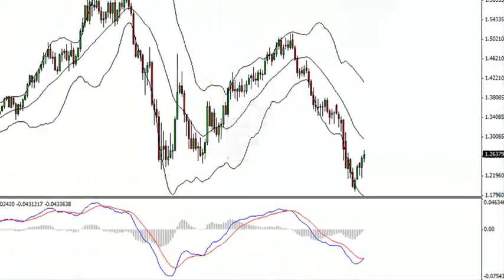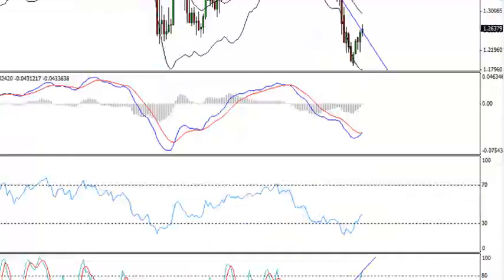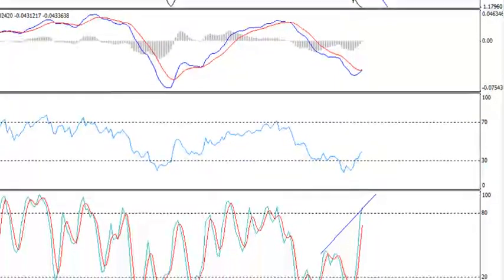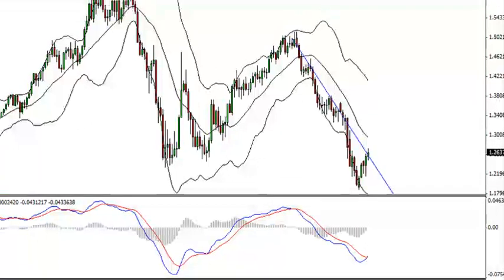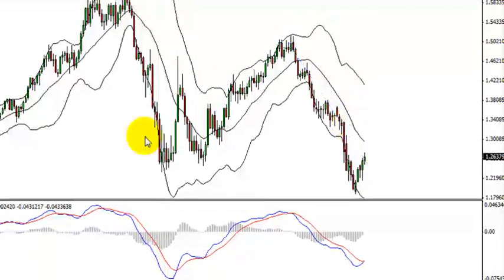If we take a look at the weekly chart, we can see a downtrend line right here, and we can see an opportunity for creating this hidden bearish divergence on the stochastic, as you can see right here. That means that when we have a bearish candle pattern on the weekly chart, we can short the euro for the long term.